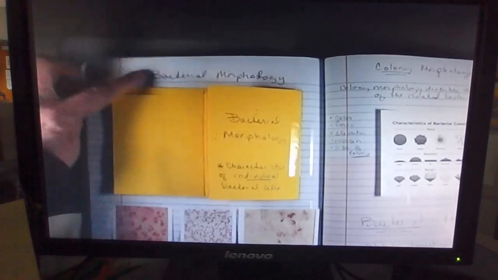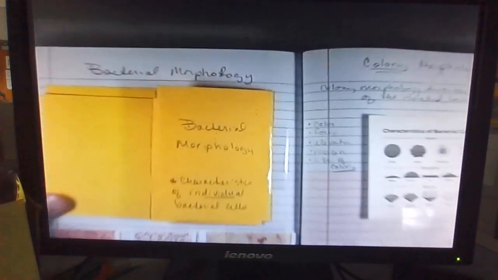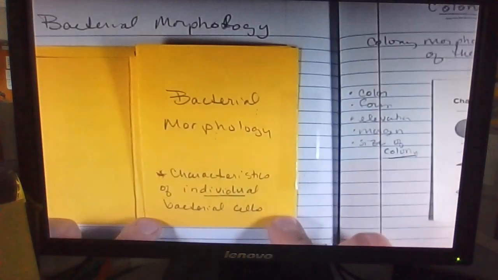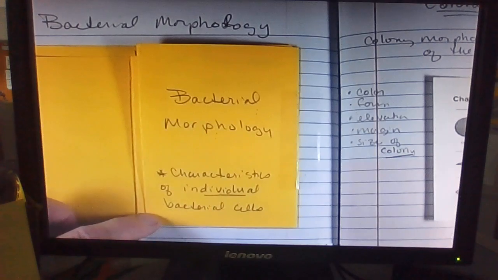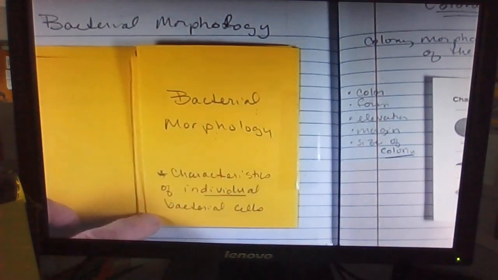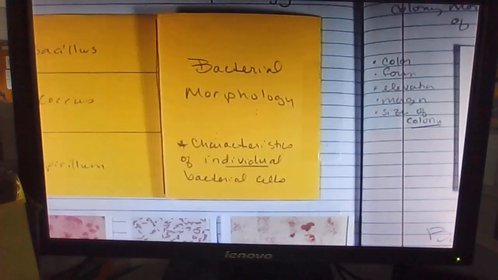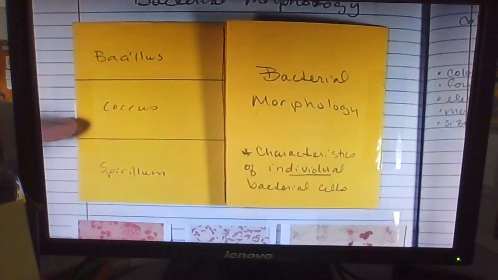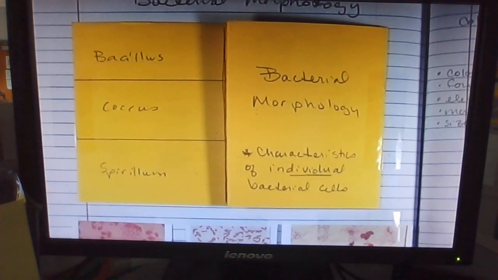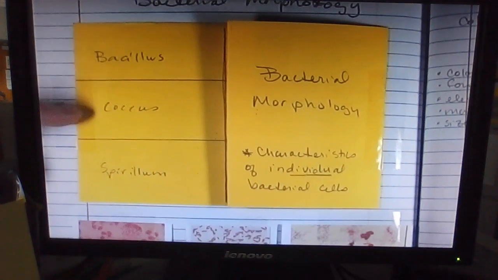So this is on my left-hand side. This is bacterial morphology, and here is our foldable. So bacterial morphology, there are characteristics of individual bacteria cells. So you have to use a microscope to see them because bacteria are very small. One component of bacterial morphology is shape. So we have bacillus, coccus, and spirillum. These are the three most common shapes, the shapes that we're going to look at. Bacillus, coccus, and spirillum.